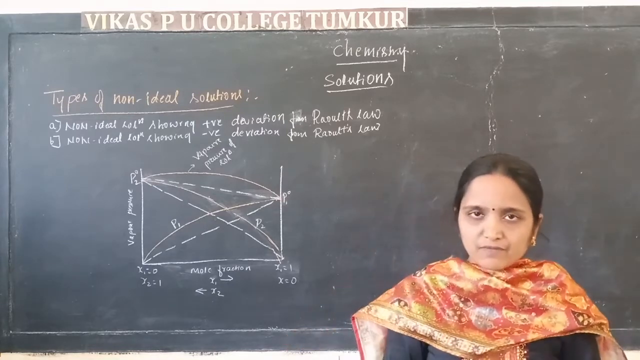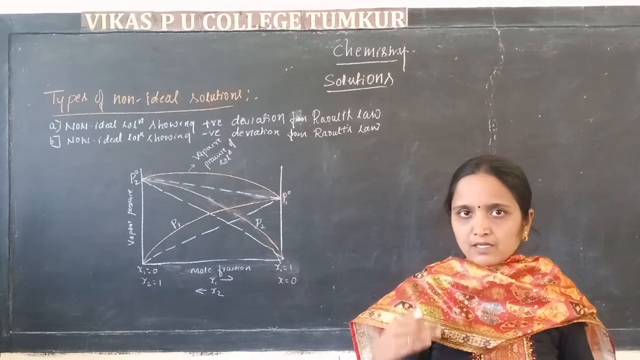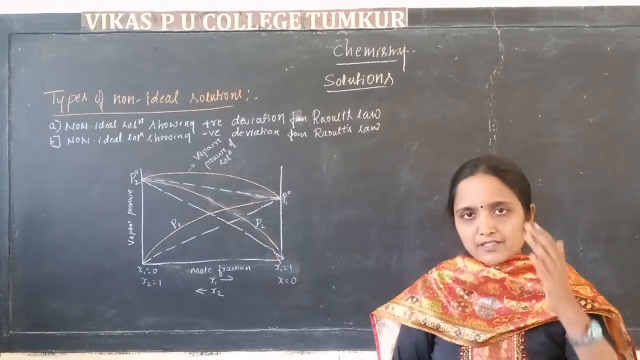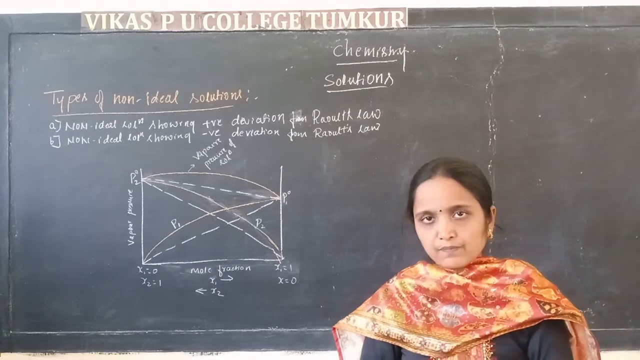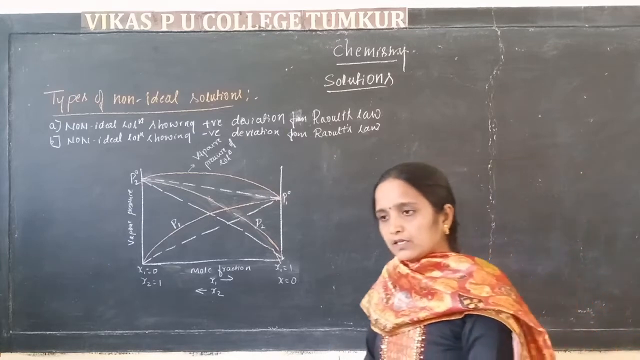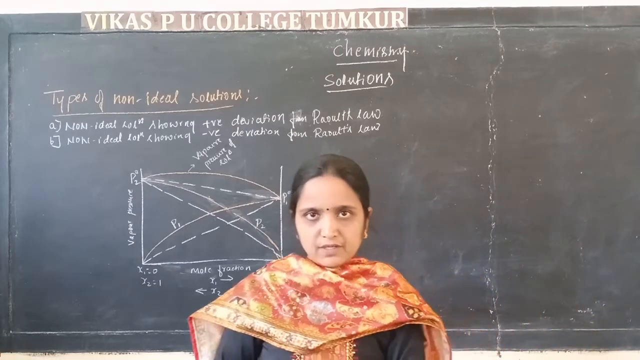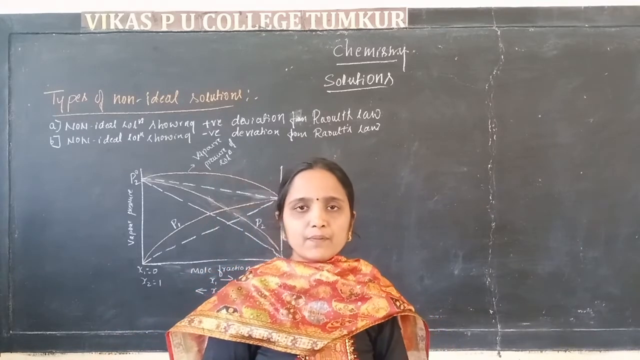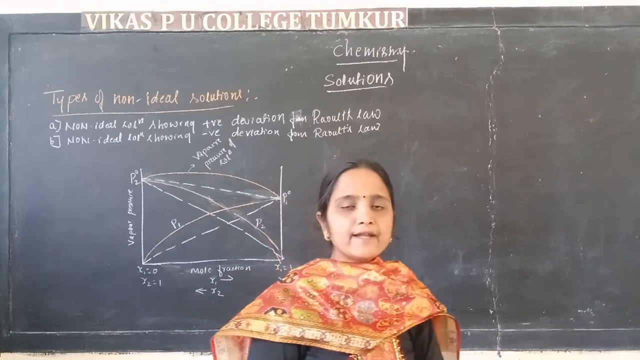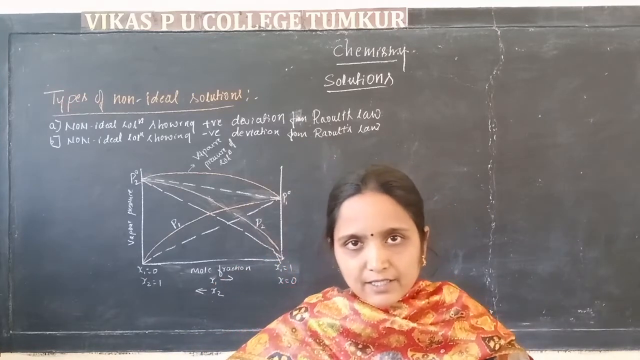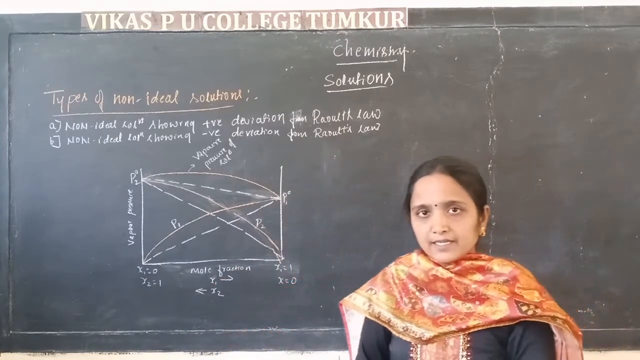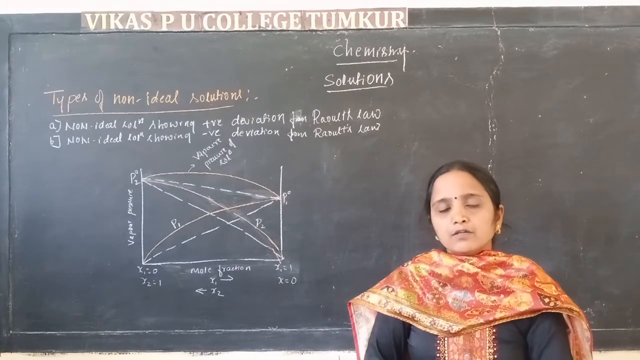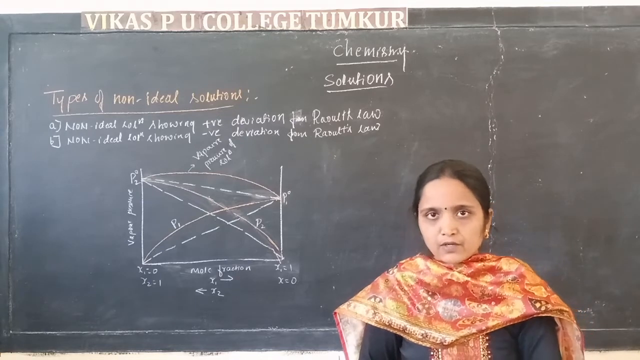What are the characteristics of the non-ideal solution which shows the positive deviation? We will discuss them now. In this, the total vapor pressure of the non-ideal solution is greater than, or higher than, the value obtained from Raoult's law.